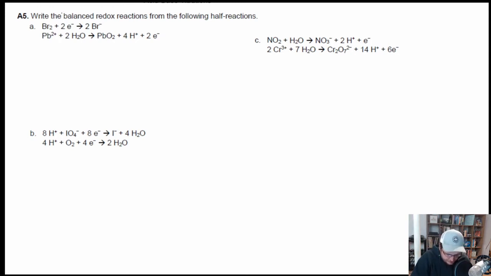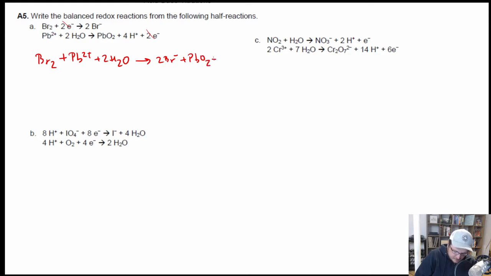But if we're looking at this, we have the reaction of Br2 plus 2 electrons forms 2 bromide ions. And then we also have the other half reaction, which is lead 2 plus 2 H2O yields lead oxide plus 4H plus 2 electrons. This is a pretty straightforward one, so the 2 electrons balance each other out. The full reaction becomes Br2 plus lead 2 plus 2 H2O yields 2 Br minus plus lead oxide plus 4H plus. So that one's pretty straightforward.